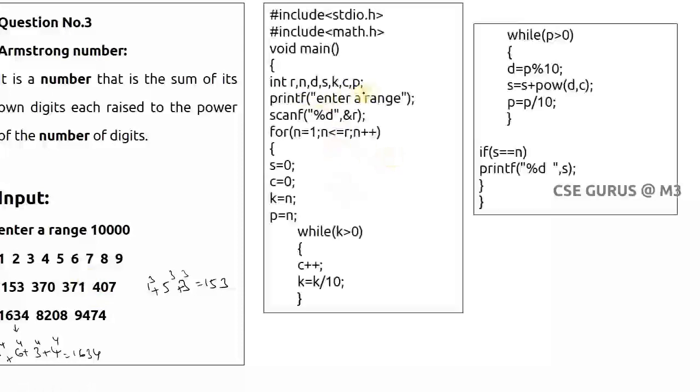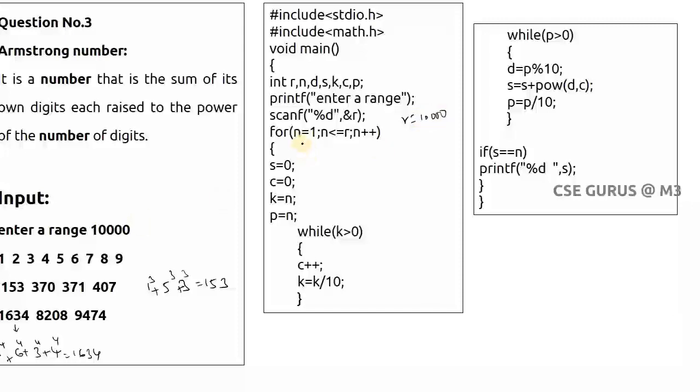Here I have taken a number of variables. We'll see how they are useful. Enter a range. What is the range that you want to enter? Whether it is 100, whether it is 1000, whatever it may be. Now I'm taking that value in R. Let us suppose the R value is, in our example, 10,000.